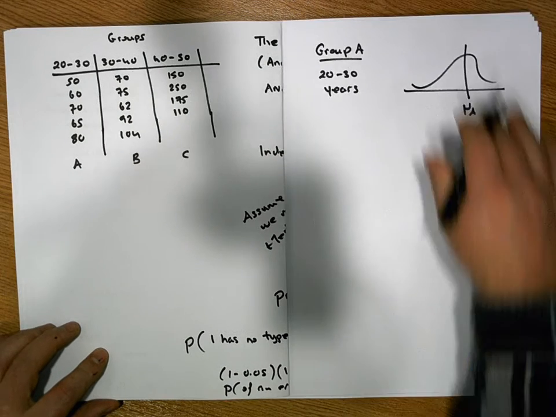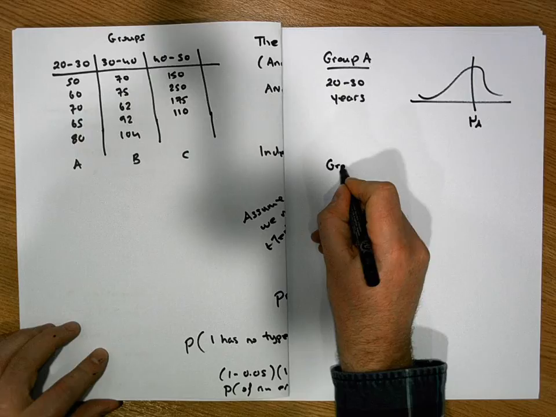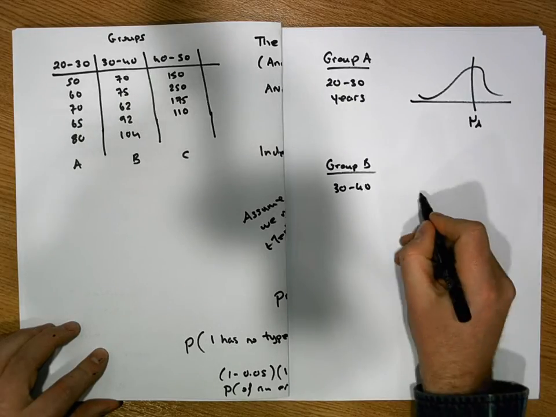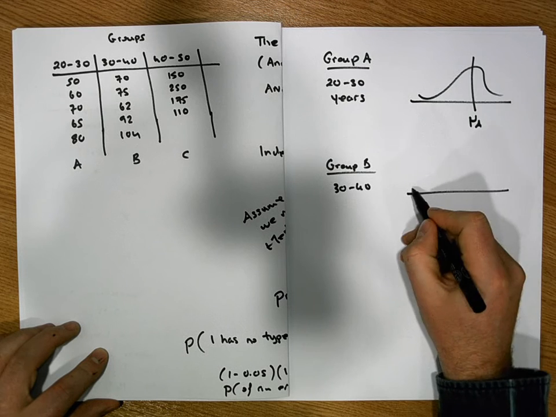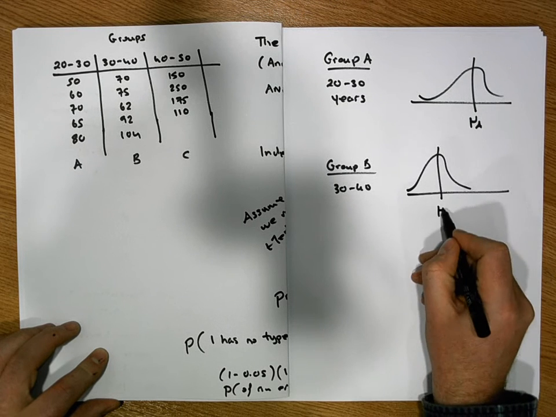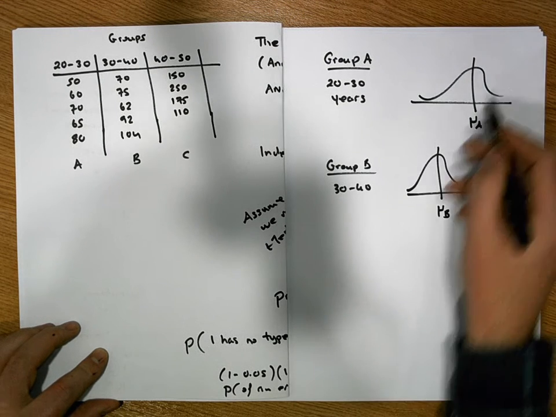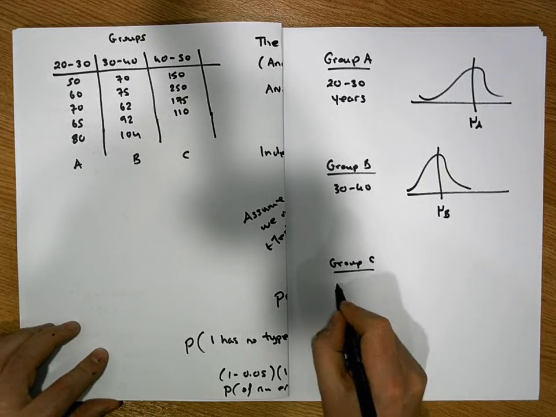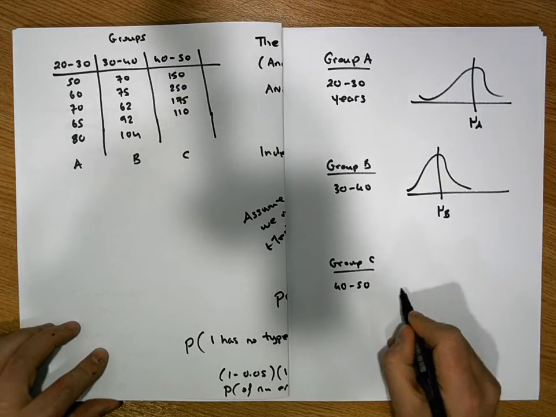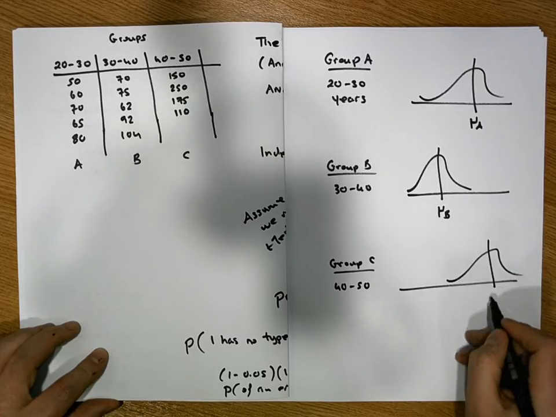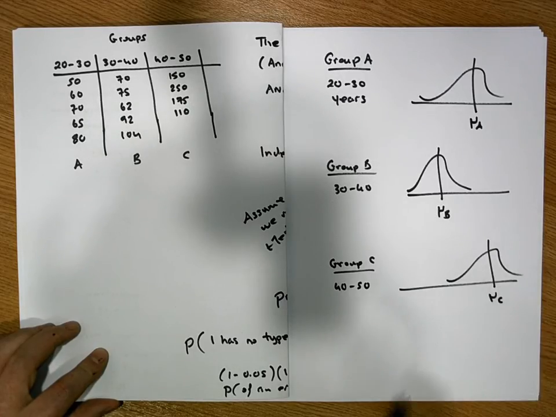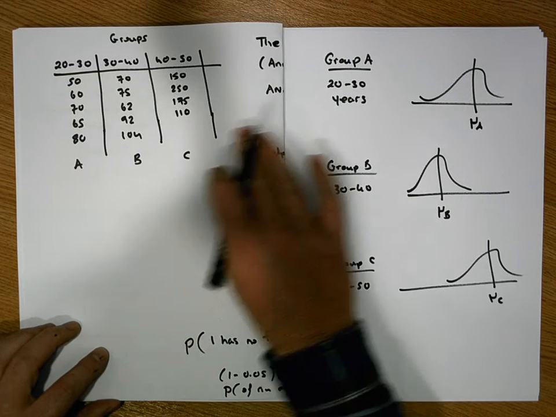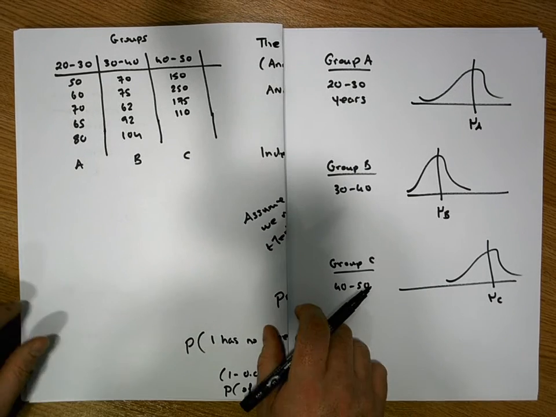Group B also has a distribution. Group B is for the 30 to 40 years of age. That also has a distribution. It might be a little bit different, it might be in around here, with a different standard deviation to the previous one. And Group C, which is the 40 to 50 years of age, also has a distribution that has a center point, or a mean value. Okay? So each one of our groups has a particular distribution associated with it.